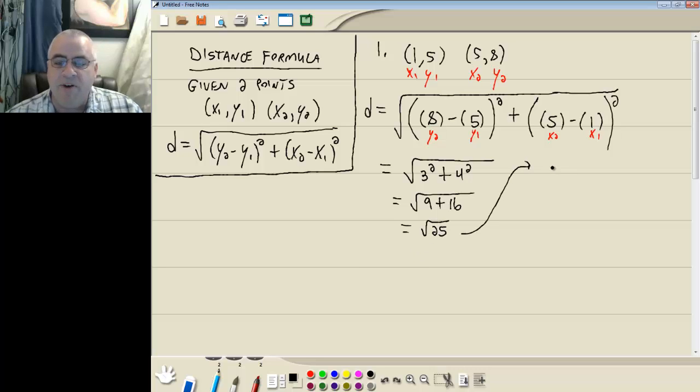Now, always you should simplify your square roots. And 25 is 5 times 5. And remember, with square roots, we're looking for pairs of something. Here's a pair of 5s, so a pair of 5 is going to come out in front as a single 5. And that would be our answer. That's the distance between those 2 points.